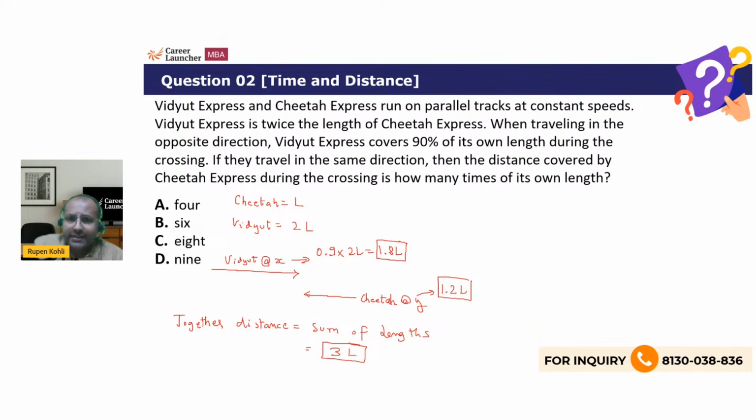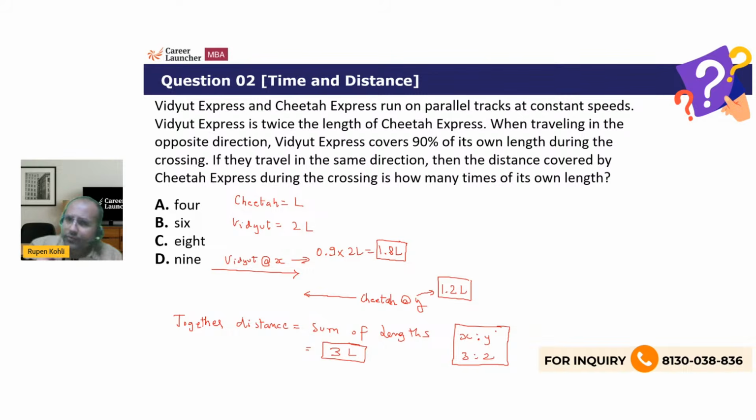So my point is, since they're traveling for the same time, the ratio of the distance covered by them is the ratio of their speeds. 1.8 and 1.2 are in the simplest ratio of 3 is to 2. So therefore, we can conclude that X ratio Y is 3 is to 2. The ratio of the speeds of the two trains is 3 is to 2. Vidyut Express is the faster train. Now, this is the conclusion from the given statement.